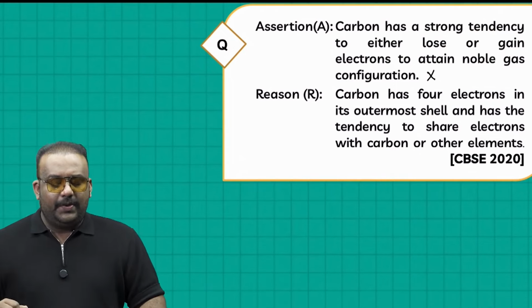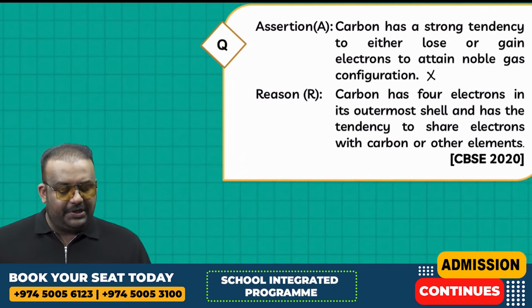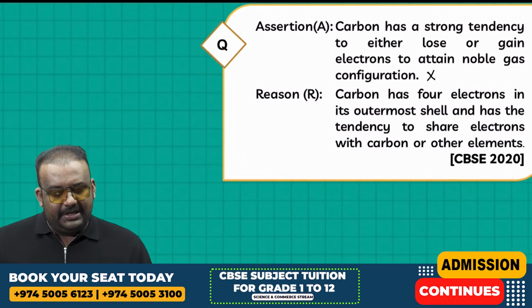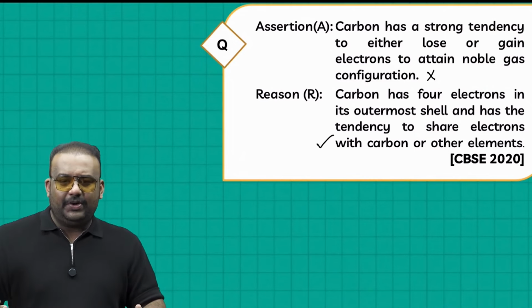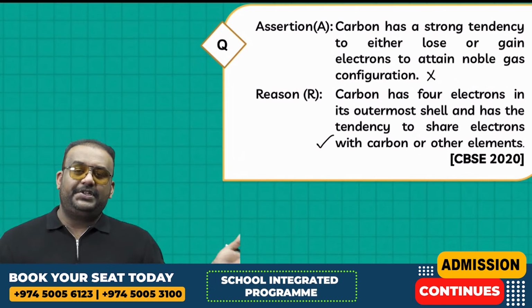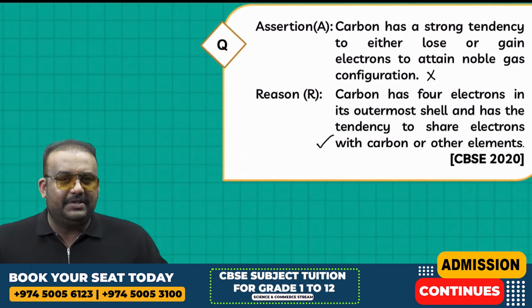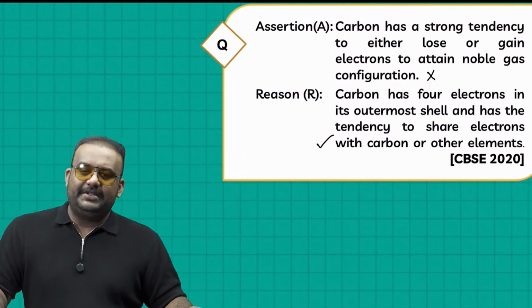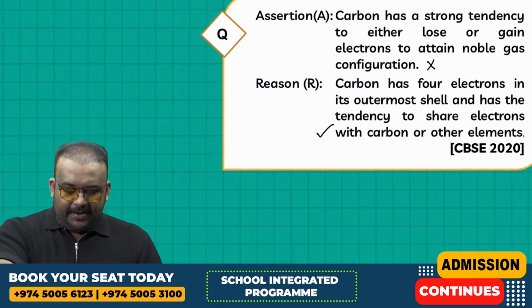Now let's move on to the reason statement. Carbon has 4 electrons in its outermost shell and has the tendency to share electrons with carbon or other elements. That is a perfect statement, right? It is correct. Carbon has total 4 electrons in its outermost shell, and because of that, it has a tendency to share its electrons either with carbon atom or with other atoms, right? So the reason statement is correct, assertion statement is wrong. So I hope it is clear to all students. Okay, perfect.